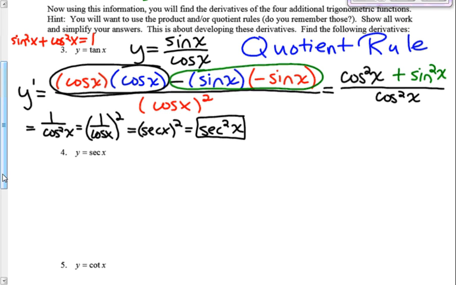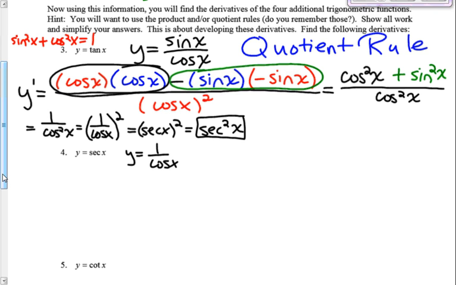So let's move on to number 4. We are now going to find the derivative of secant of x. So the first thing I want to do is rewrite it in terms of sine and cosine. So I'm going to have y equals 1 over cosine of x.